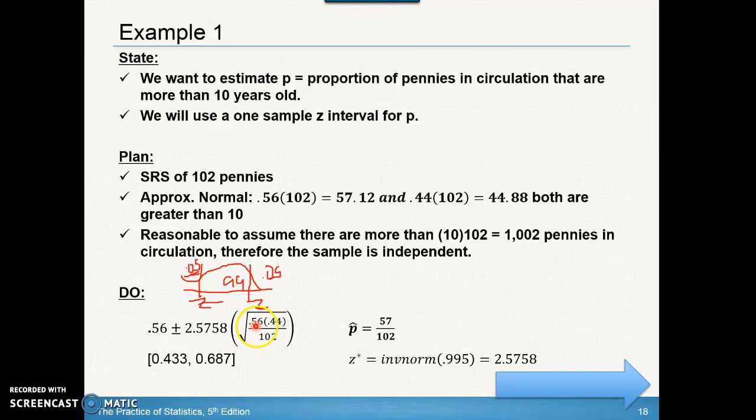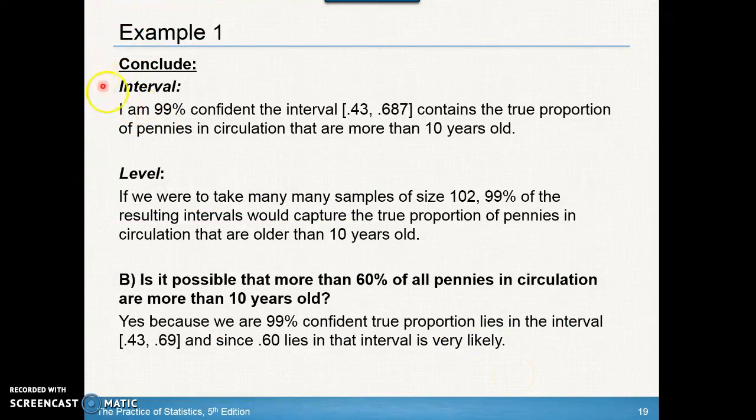Notice my standard deviation is literally my sample proportion, 0.56, 0.44 divided by 102, take the square root, and notice how I give the final answer for the confidence interval from lowest to highest. Oh sorry, here's your p hat, came from 57 over 102, critical z-score, inverse norm 0.995. All right, and then notice the conclusion.